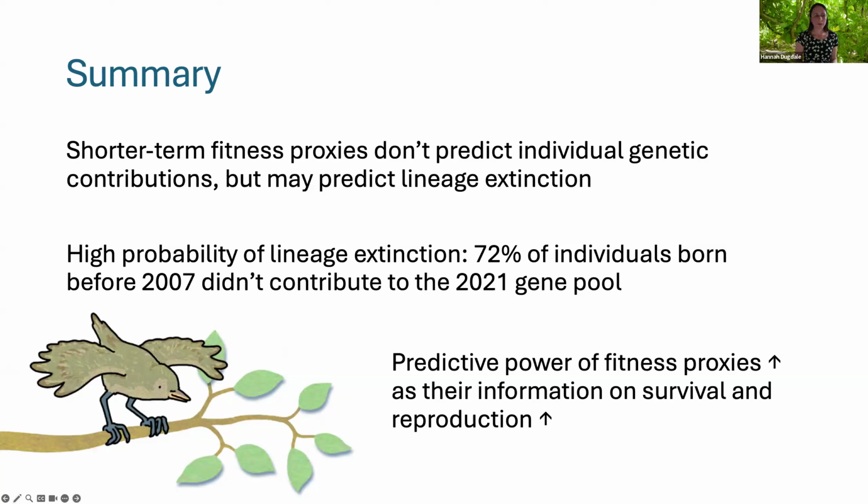And overall, I didn't mention this earlier, but there was a high probability of lineage extinction in the data set. So 72% of individuals born before 2007 didn't contribute to the 2021 gene pool. And that corresponds to a similar number of generations in scrub jays, where it was 75%. And in Ewan's study in humans, he looked over 10 generations and it was 73%. And overall, what we found is the predictive power of the fitness proxies increased as their information on survival and reproduction increased. So thanks for listening, and I'll be happy to answer any questions.